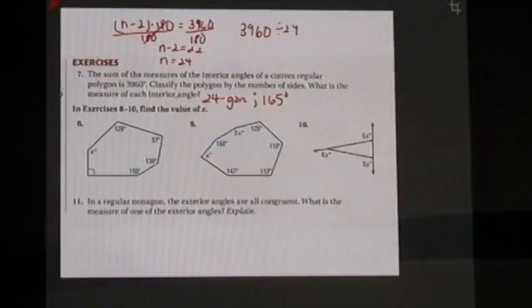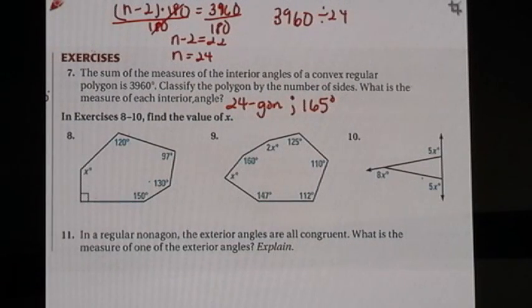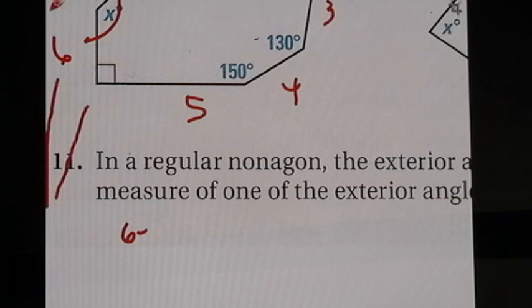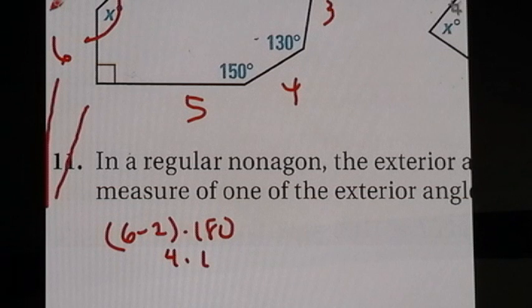All right, for number 8, it says find the value of x. To find x, you need to know how many degrees there are in the entire figure. So you count your sides. I would recommend marking them so you don't overlap. Double check your numbers as you go along. It makes it so you don't make as many mistakes. Using the same formula, we're going to say 6 minus 2 times 180, which is 4 times 180. Using your calculator, 4 times 180 is 720.